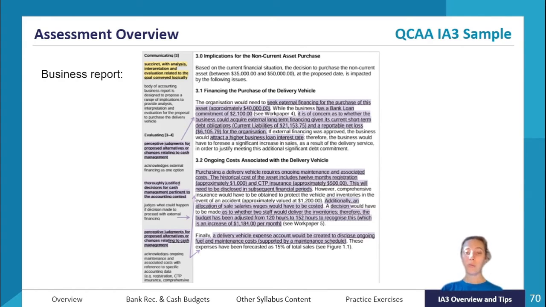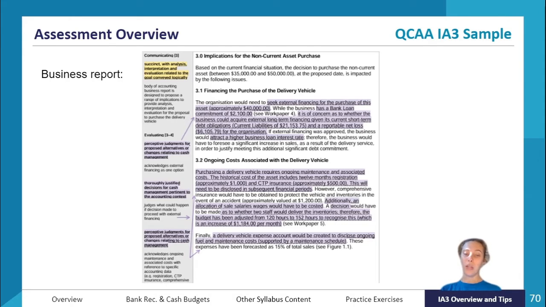Purchasing a delivery vehicle requires ongoing maintenance and associated costs. So then you're looking at different figures. We've got the historical cost, and the fact that that needs to be disclosed in subsequent financial periods.